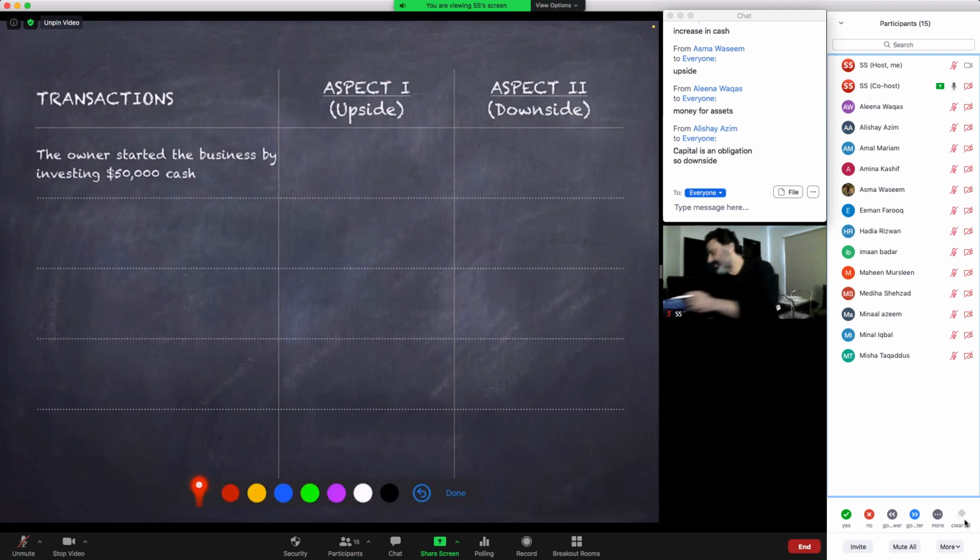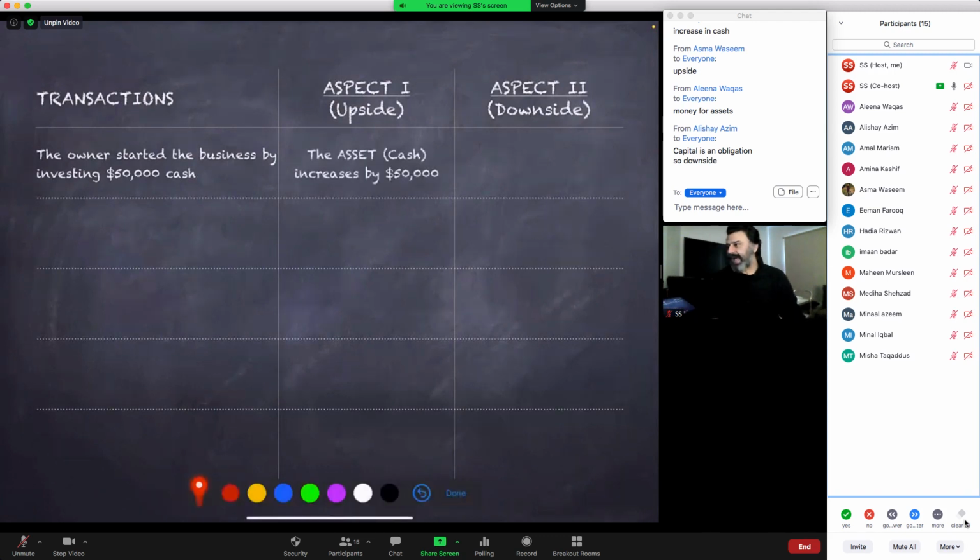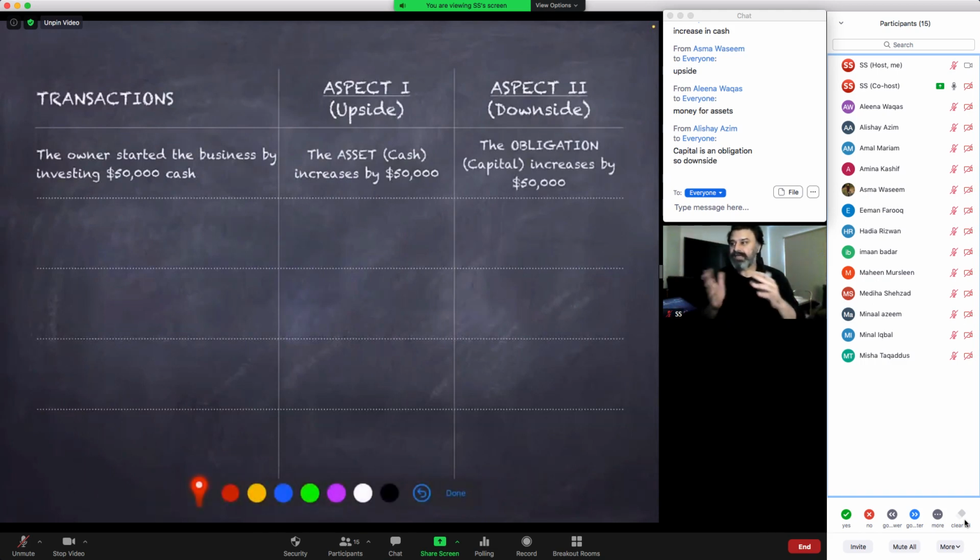Yeah, that is the upside. Our upside is that the asset cash is increasing by $50,000. That's the economic benefit or the motivation behind this transaction. And the downside is that for the business entity, remember everything has to be analyzed from the business entity's perspective. From the business entity's point of view, the business is getting the benefit in its cash asset increasing, so that should be the upside here. And you can't have the upside without the downside.